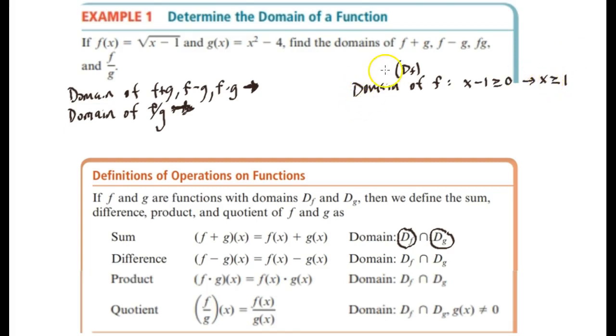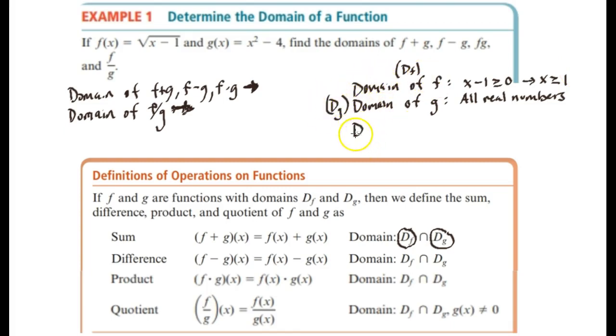Okay, and now let's look at the domain of g. For the domain of g, we have x squared minus 4. This is a polynomial, a quadratic, to be more specific. And we know that the domain of a quadratic function, or any polynomial, is all real numbers. So the domain of g is all real numbers. This is Dg right here.